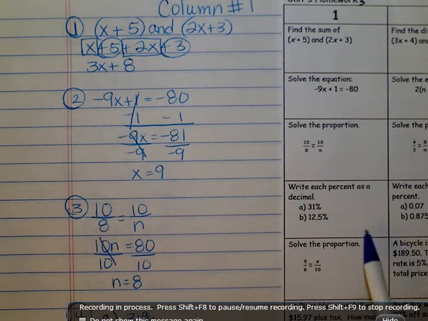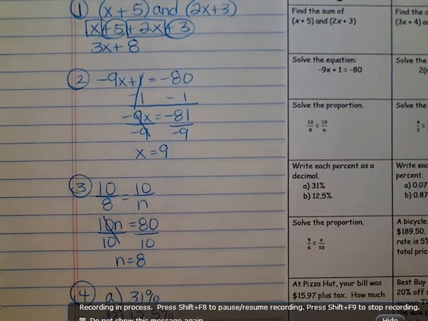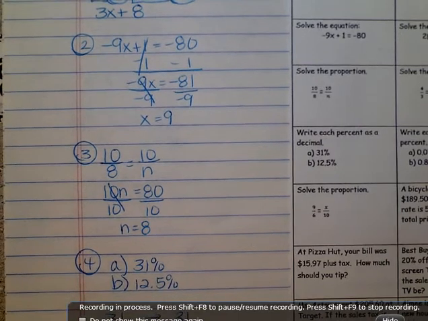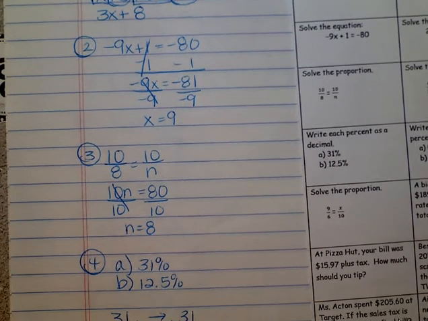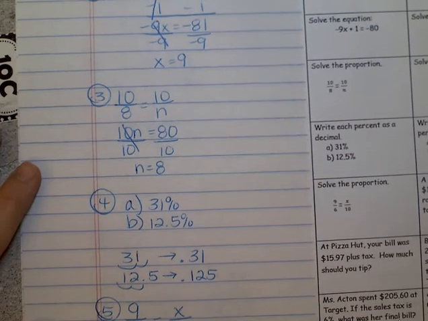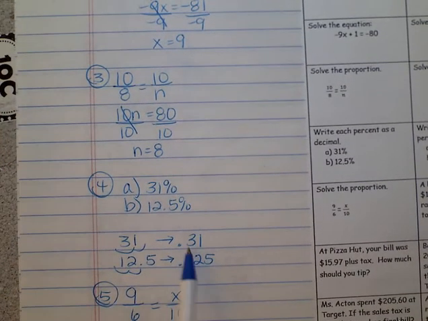Okay, for the next problem, we have to write each percent as a decimal. So we're going to convert the percentages to decimals by swooping to the left twice. We're going to take our decimal, which is here, and we're going to swoop it to the left twice to convert 31% to decimal .31. Again, here with 12.5%, we're going to swoop it to the left twice to convert that to decimal .125.